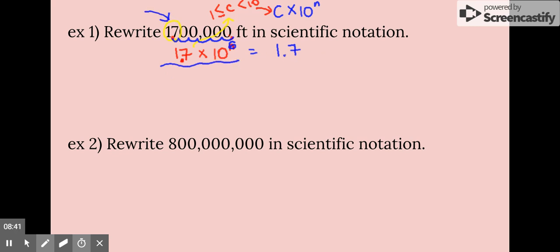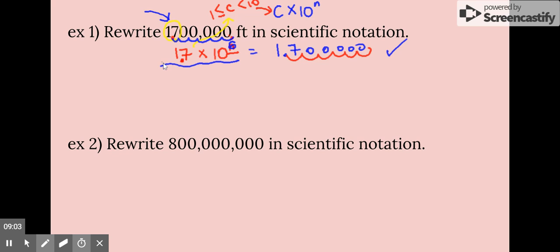So let's just go back. 1, 2, 3, 4, 5, 6, because you multiply by 10 to the 6th power, which means you have to move the decimal 6 times to the right. So I'm going to put a 0, 2, 3, 4, 5. How many zeros at the end? 5 zeros. So we are good. You'd better double check this way.